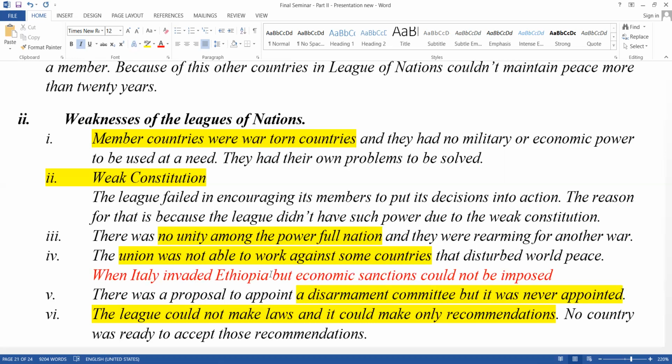And here, if they ask for 3 facts, 3 reasons why the League of Nations was a failure, here I gave only under 2. So these weaknesses you once again divide into 2. You can write about the inability of these countries and those weaknesses together, and the weak constitution as an inability of taking decisions separately.